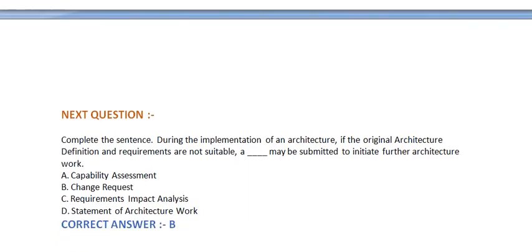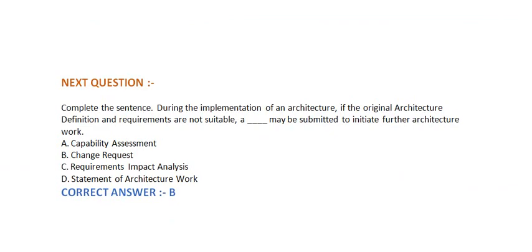Next question is, complete the sentence. During the implementation of an architecture, if the original architecture definition and requirements are not suitable, a DAS may be submitted to initiate further architecture work. Option A, capability assessment. Option B, change request. Option C, requirements impact analysis. And option D, statement of architecture work. The correct answer is option B.